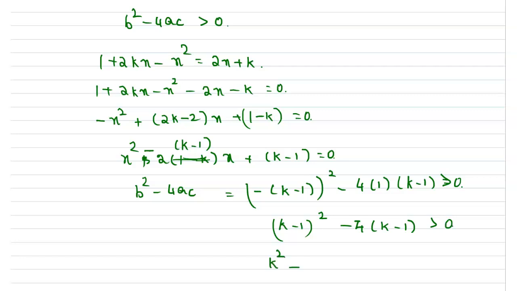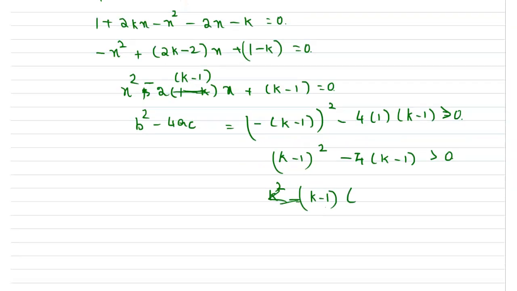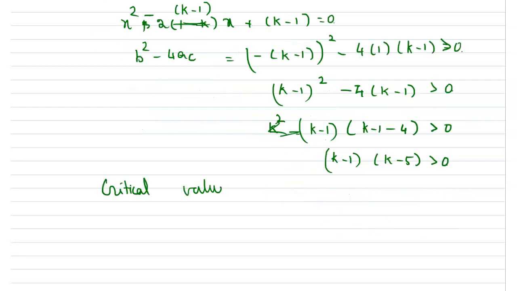We can take one term k minus 1 outside, which implies k minus 1 times k minus 1 minus 4 is greater than 0, which implies k minus 1 times k minus 5 is greater than 0. So the critical values here are 1 and 5, and we have k less than 1 and k greater than 5. This is the range of k, that is below 1 and above 5.